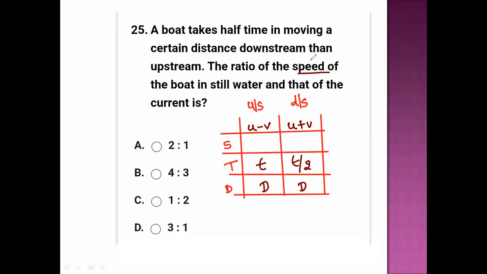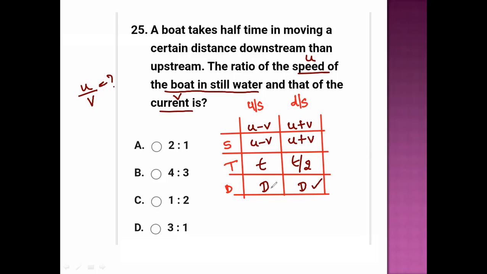The ratio of the speed of the boat: the speed of the boat in still water is denoted by u, and the current speed is v. What is being asked is u by v. But he has not mentioned anything about the speed of the boat in still water or the speed of the current, so I simply take u minus v and u plus v.